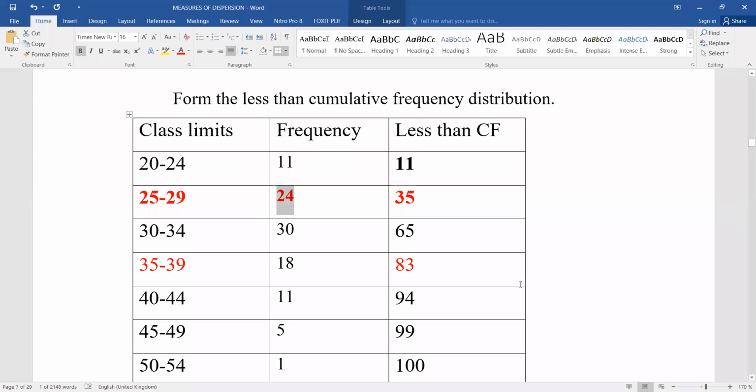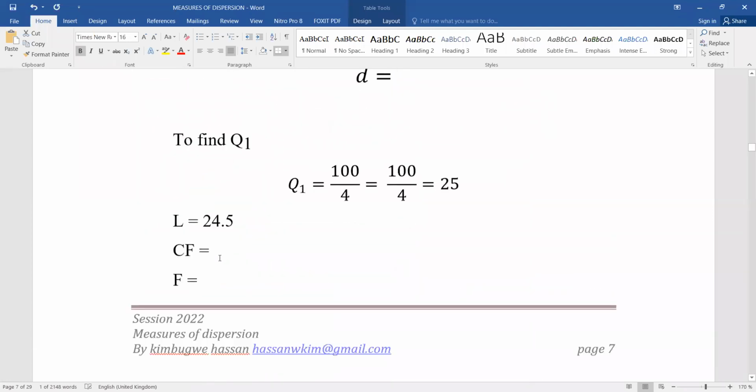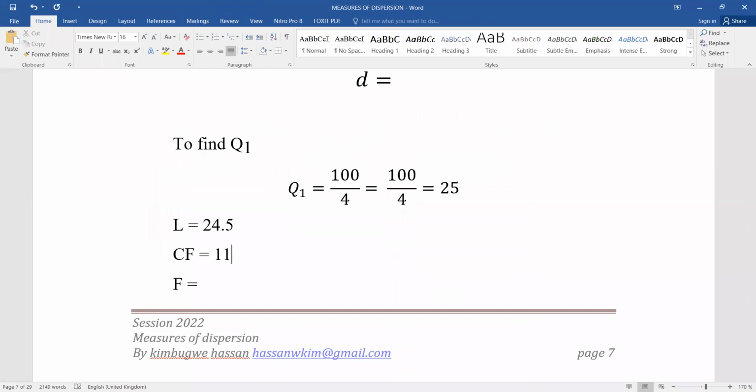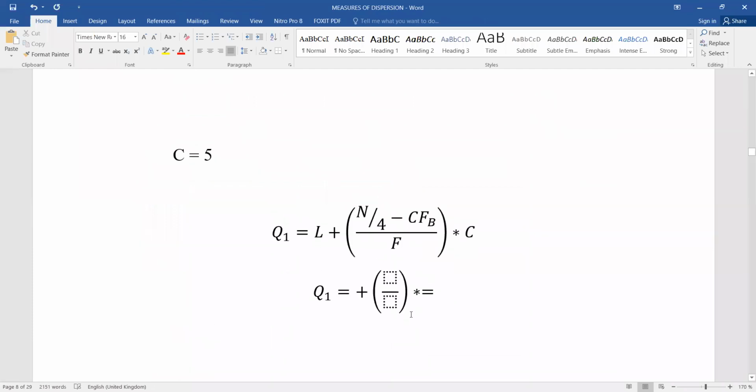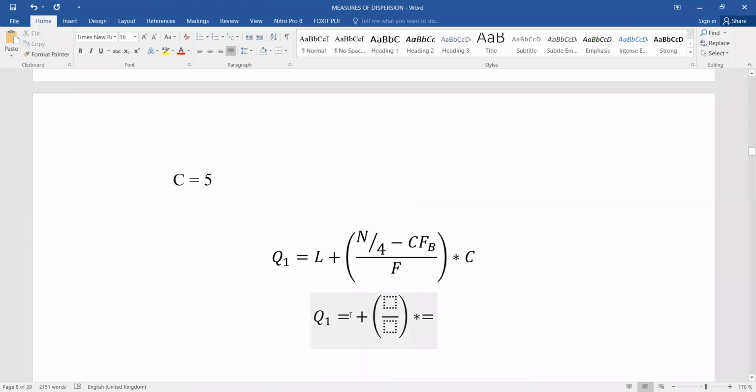Good. And what is the class interval or class width? C is equal to what? C is equal to 5. So we have 11, we have 24, we have 5. So we put that into the formula.